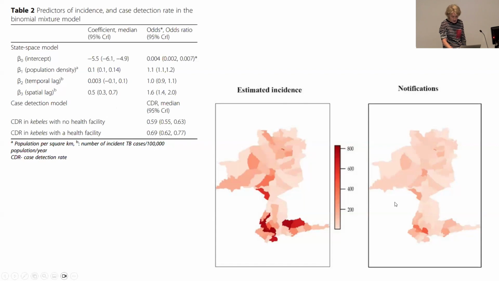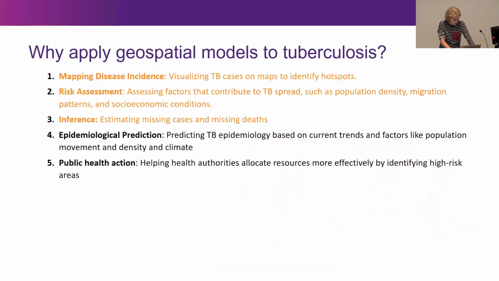And you can see how important that is when you look at just these two kabele here, where this one in particular looks like a cold spot when you're just looking at notifications, but it's a hot spot when you're looking at incidents as estimated by the model. So it is indicative that we may be missing quite a few cases there, right? Okay, so I've got through number 1, 2, and 3 up to inference.